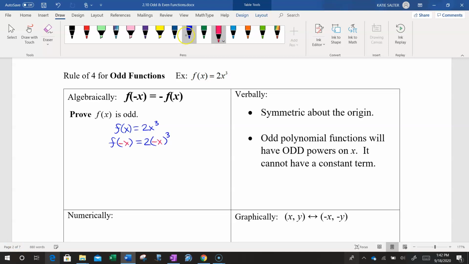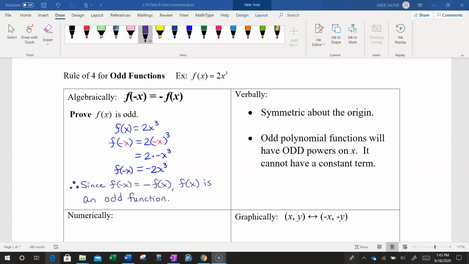So if we cube negative x, remember you always do your exponents before multiplication, that would end up being negative x cubed, and then we multiply it by 2, so we get negative 2x cubed. So what we notice right here is f of x is the opposite of f of negative x. They come out to be the opposite of each other, which goes with the definition.